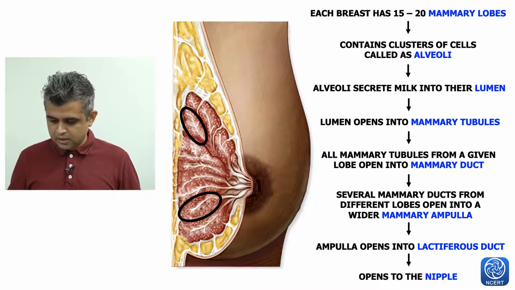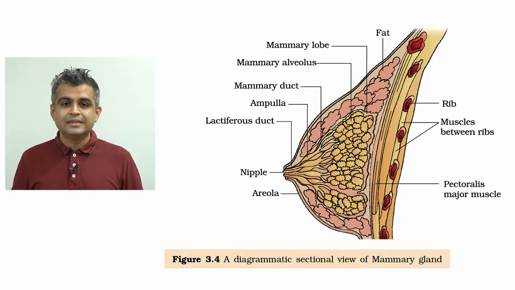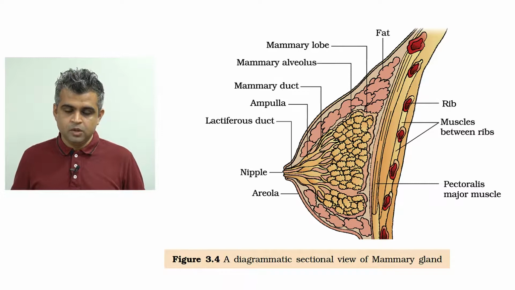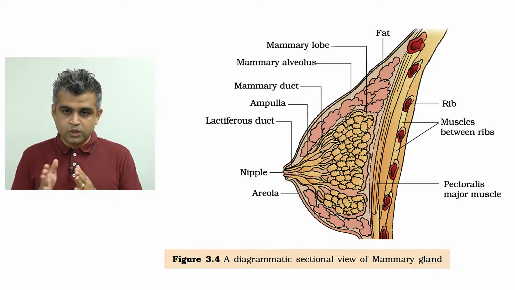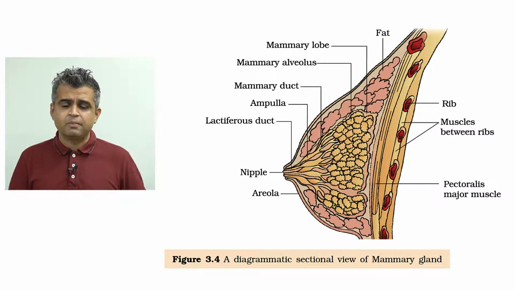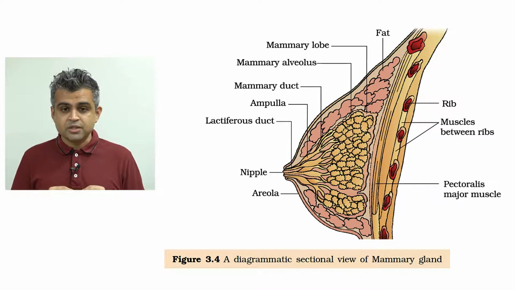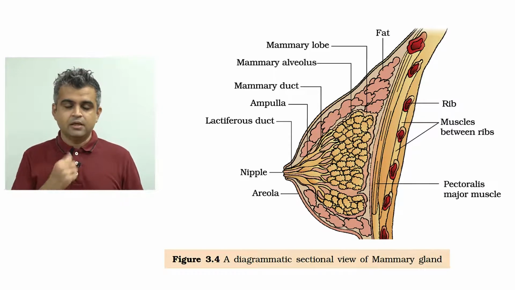The NCERT shows this diagram. If you notice this diagram here, this diagram is from the NCERT explaining to you the entire structure of the breast, which I just completed. Here also please have a look that the NCERT mentions that there is a rib cage. The NCERT mentions that there are muscles in between the rib cage. The NCERT mentions that there is a pectoralis major muscle, and then the NCERT mentions everything about the breast which we just discussed.